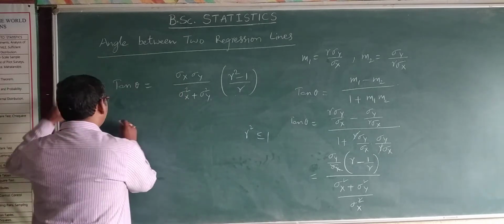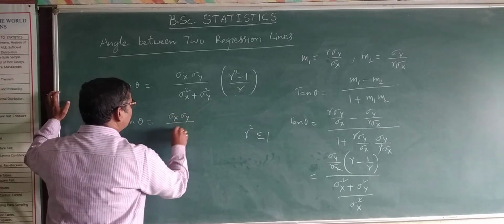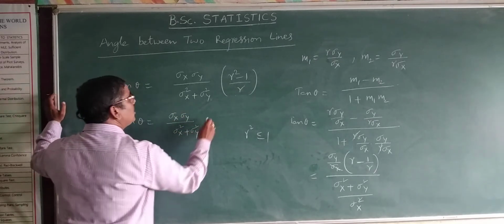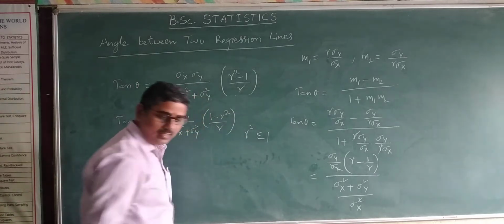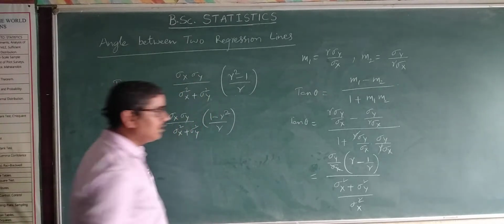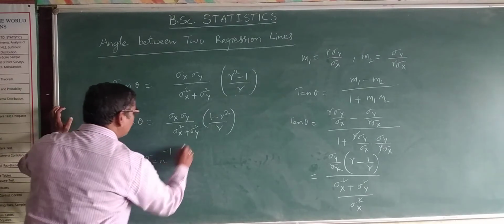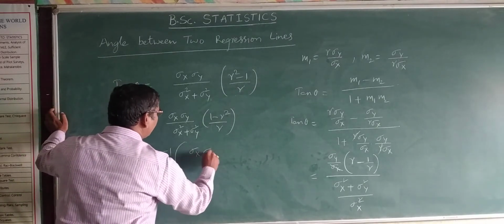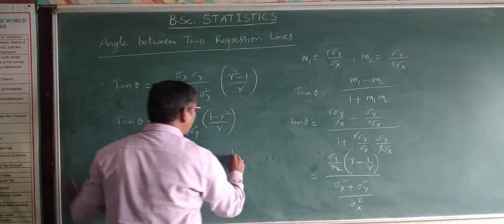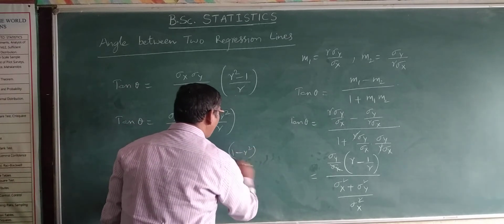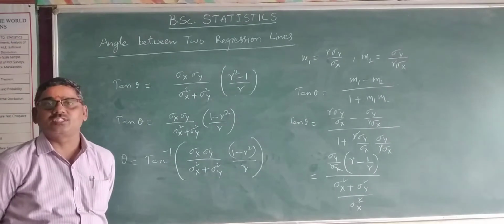So therefore, tan theta is equal to sigma x sigma y divided by sigma square x plus sigma square y, multiplied by 1 minus r square divided by r. This is the formula for tan theta. Now if you want to calculate the angle theta, it is tan inverse of the value sigma x sigma y divided by sigma square x plus sigma square y multiplied by 1 minus r square divided by r. This is the angle between the two regression lines.